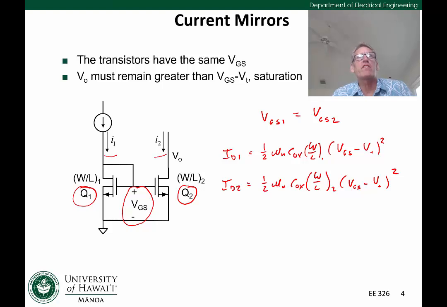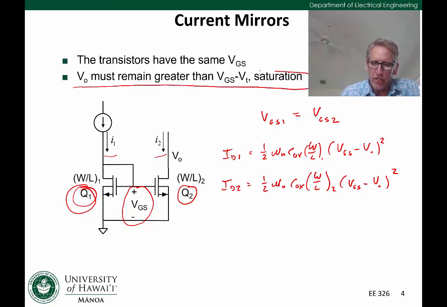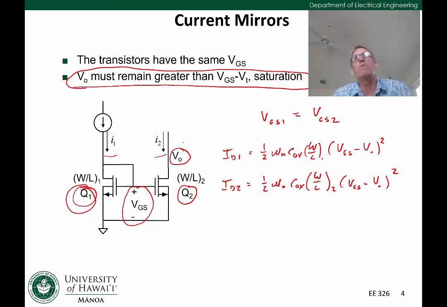Now we want these transistors to remain in saturation. We know Q1 is going to stay in saturation because it's diode connected, as we discussed earlier. In terms of Q2, we need the output voltage to remain greater than VGS minus VT for this to stay in saturation. If the output voltage, Vout, goes too low, then transistor Q2 can go into triode. So we need it to stay sufficiently high. So this is a current mirror.